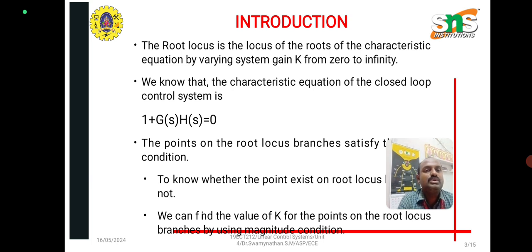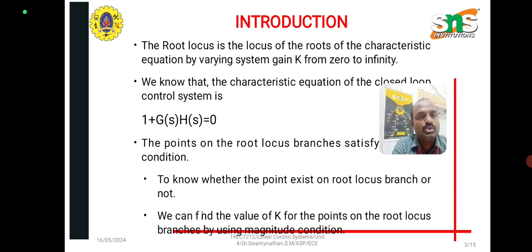So first, root locus is the locus of the roots of the characteristic equation obtained by varying the loop gain, or system gain, from 0 to infinity. So 1 plus G(s)H(s) equals 0. Then, to know whether a point exists on a root locus branch or not, we can find the values of K, that is the loop gain, from the location of the points on the root locus branches by using the magnitude condition.